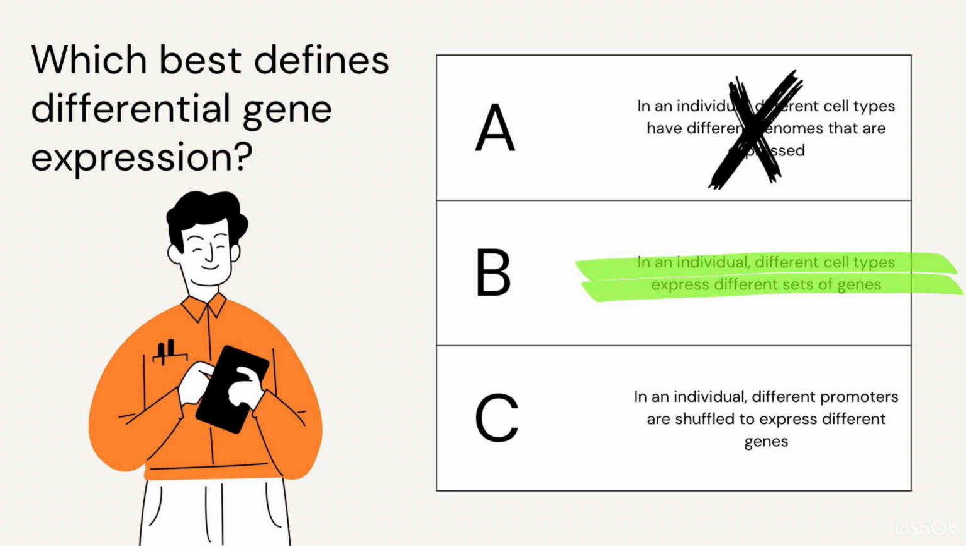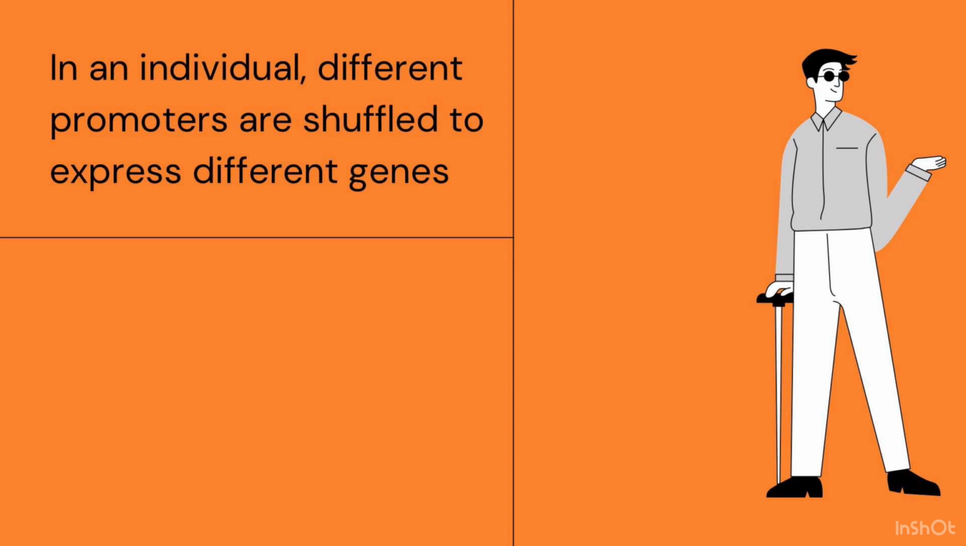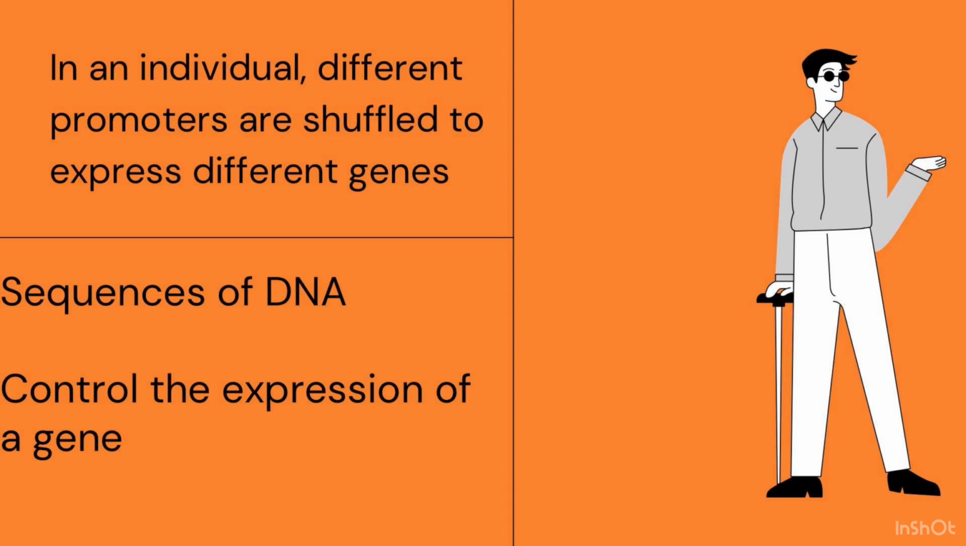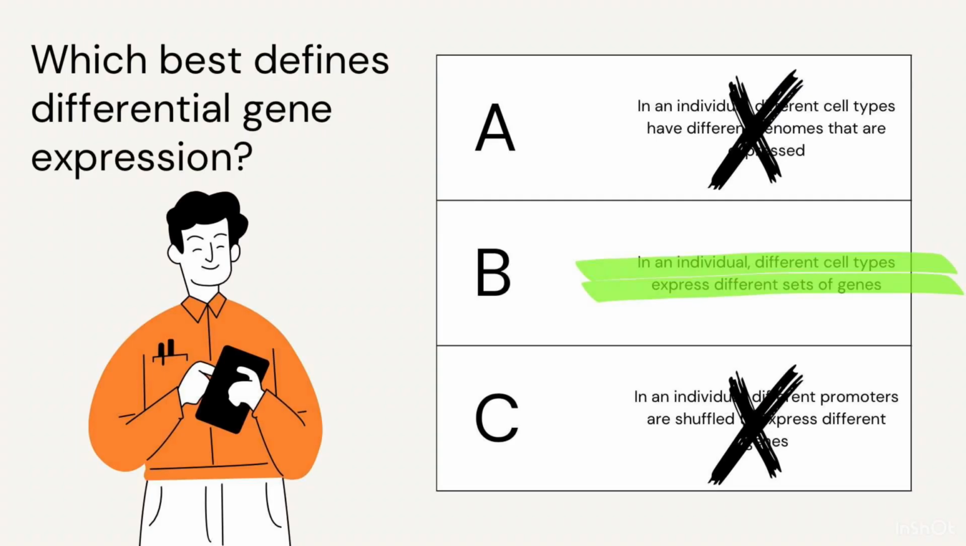So now that we know why A is wrong, let's look at C. In an individual, different promoters are shuffled to express different genes. Why is this answer wrong? This answer is wrong because promoter shuffling is not a direct cause for differential gene expression. Promoters are sequences of DNA, and they control the expression of a gene and help to regulate when and where a gene is transcribed. However, differential gene expression is primarily the result of the regulation of gene expression at the level of transcription, translation, and post-translational modifications. So that's why that answer is wrong.